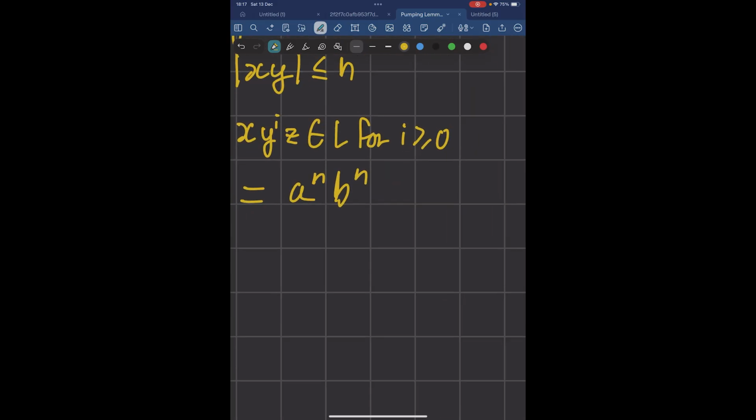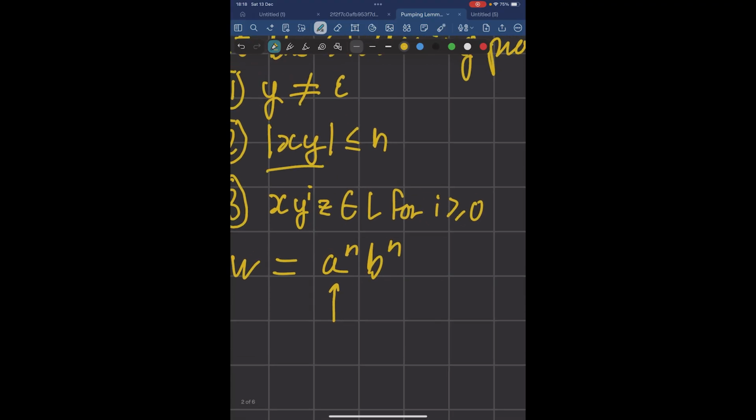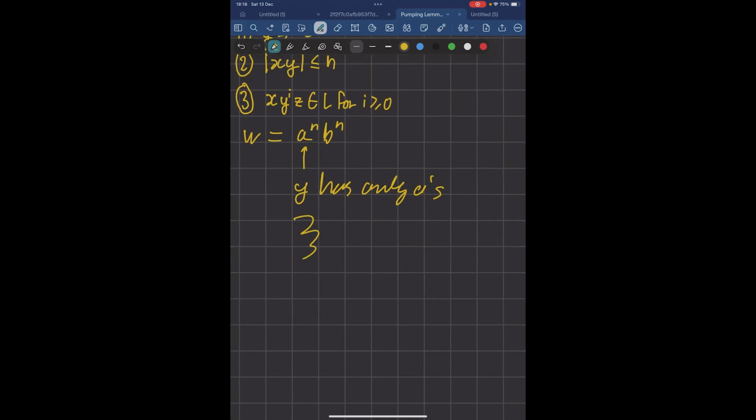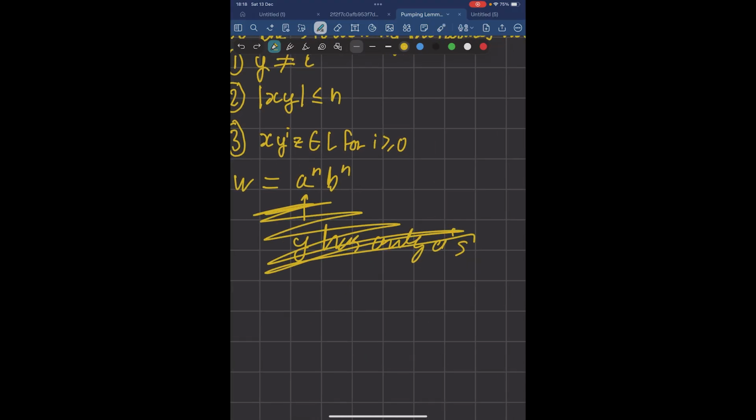So this is an example of a string. Here, the first n characters are only a's. Therefore, x and y can only contain a's, and so y can also contain only a's. So there's only one possible breakdown to consider, and that's where y has only a's. So we've gone from three possible breakdowns to just one, and so using this sort of string is much simpler.